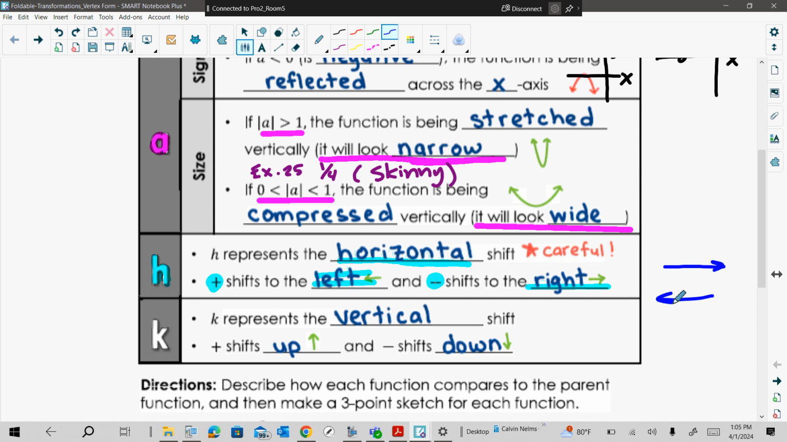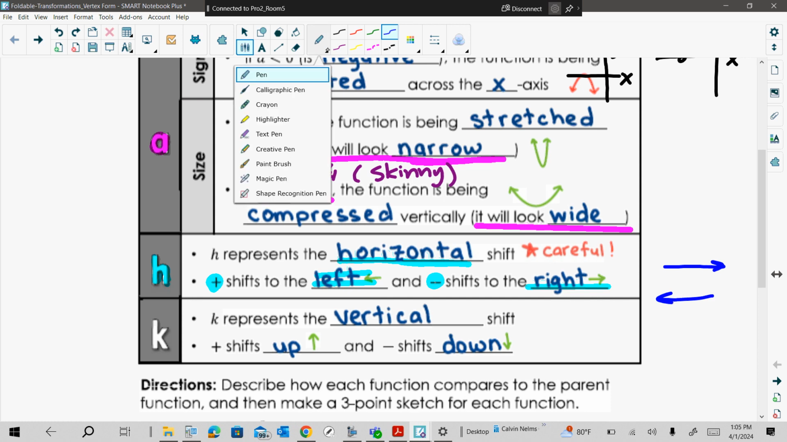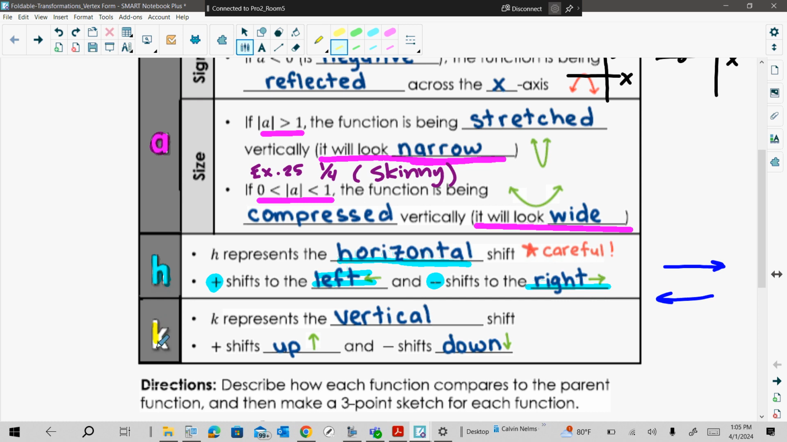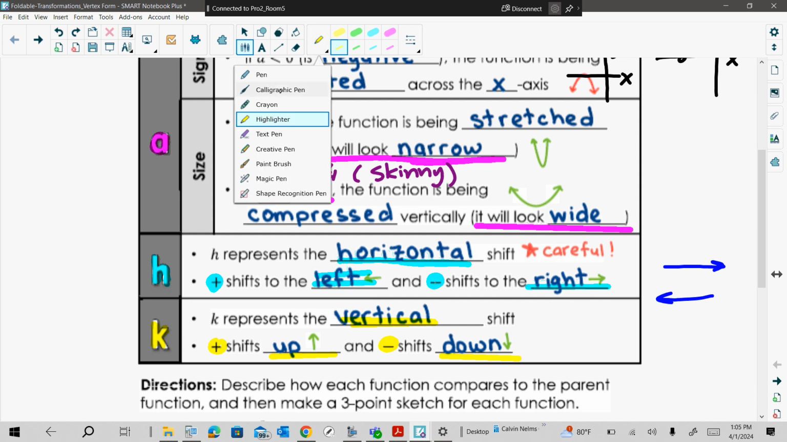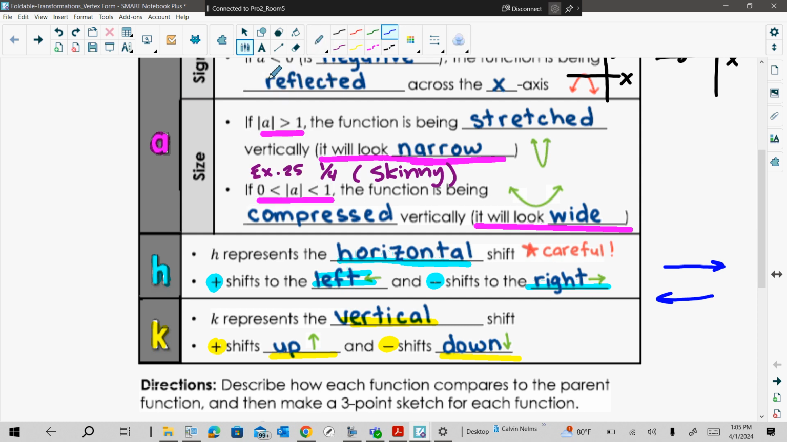Okay. And then your K, the last one here, K is outside the parentheses. K is for a vertical shift. Positive is shifting up, negative is shifting down. Vertical is meaning we're going up or down. We have that filled in.